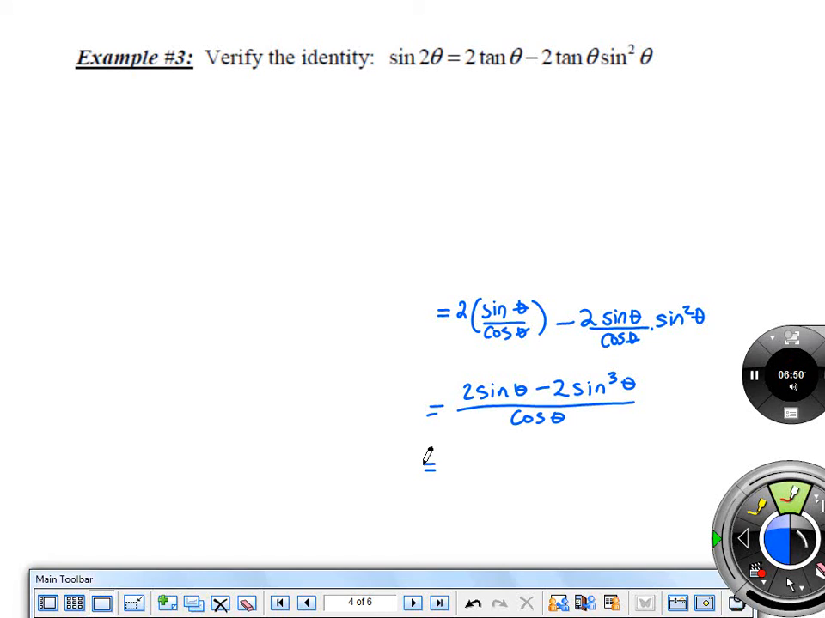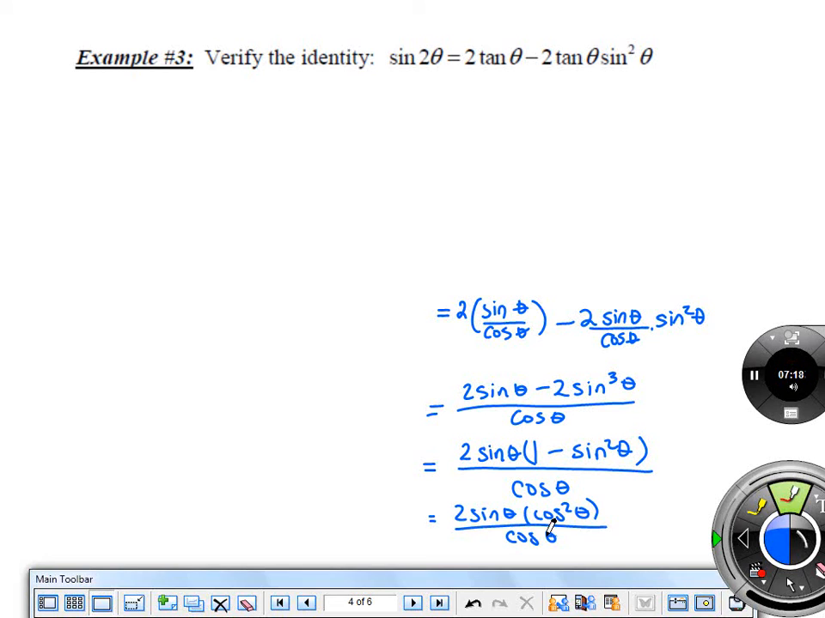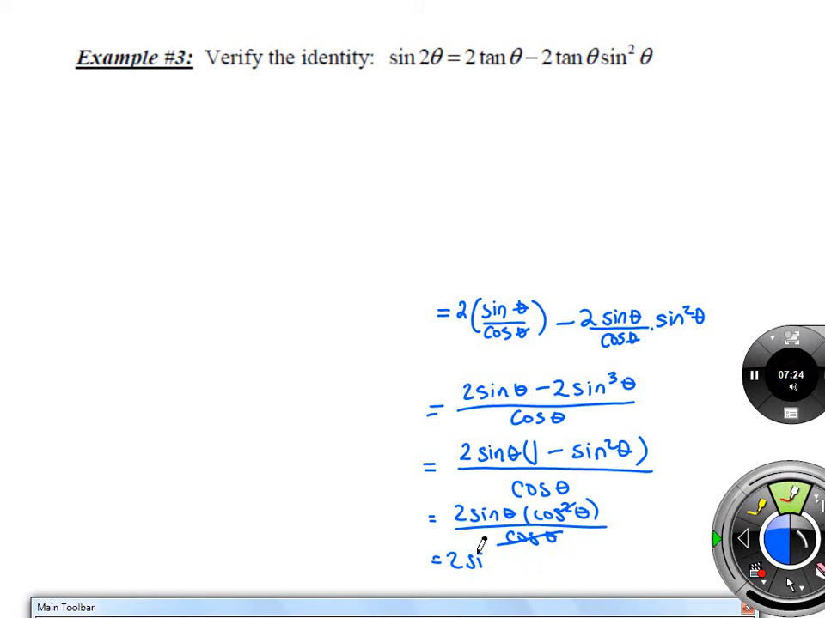Okay. Nothing here is recognizable, but I do notice that in both of these numerators, they have a 2 and a sine theta, so I'm going to try and factor them out. Maybe that will help me. Maybe it won't. It would leave me with 1 minus sine squared theta. Okay. So that's a little bit comforting, because I know that 1 minus sine squared theta from our Pythagorean identities can be written as cosine squared theta. And now I have a common factor in the numerator and denominator. So I am left with 2 sine theta cosine theta. And from our double angle identity, I know that that is the same thing as sine of 2 theta. Okay? So that proves to be true.